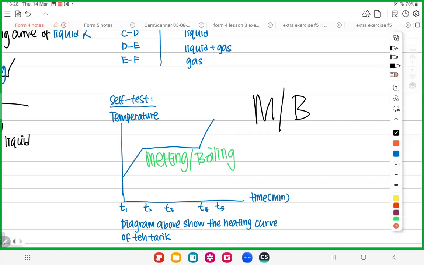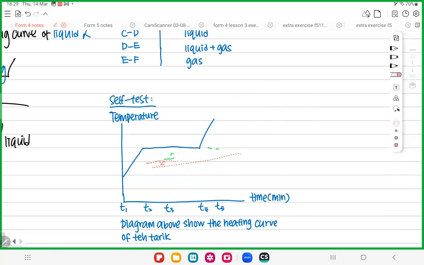Very good. It's boiling. Why? Because I told you all, when you have only one staircase, you must know what you are starting from. You're starting from a solid or you're starting from a liquid. So we know teh tarik is liquid, right? So when I give you a liquid and you heat the liquid, it boils. So from this graph, you know already this is boiling.